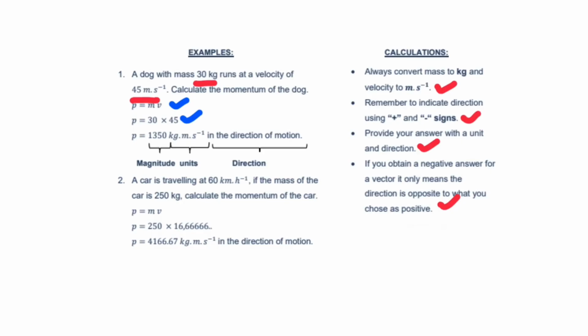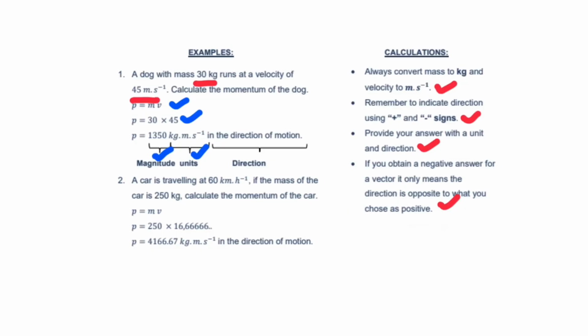1,350, the magnitude. We include the units, which is kg meters per second, and lastly, we include the direction. We need to give the magnitude, the SI unit, and the direction. The direction is in the direction of the motion. But usually, when we solve problems, you're going to be given whether it's to the left, to the right, west, east, and so on. So that is the first question. No trickery there whatsoever. You should be able to make sense of that.